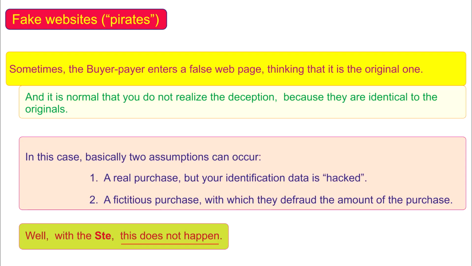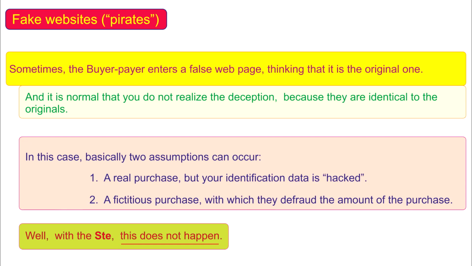Fake websites, pirates. Sometimes, the buyer-payer enters a false web page, thinking that it is the original one. And it is normal that you do not realize the deception, because they are identical to the originals. In this case, basically two assumptions can occur. 1. A real purchase, but your identification data is hacked. 2. A fictitious purchase, with which they defraud the amount of the purchase.